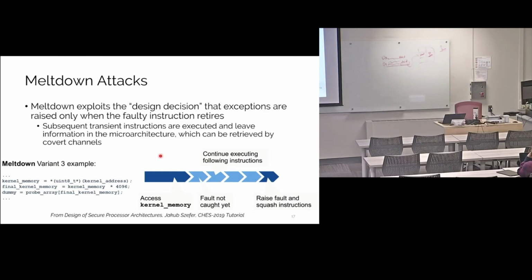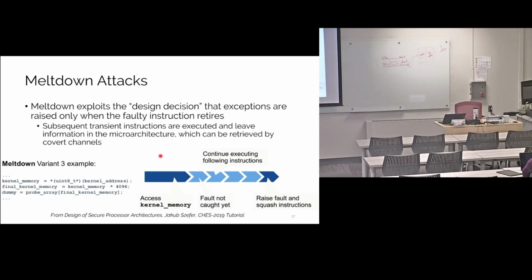I am not supposed to be able to access this address because it's mapped by the kernel. As a user space program, I can't access this. It should give me a fault or an exception, which it does. But I will raise this fault much later, right? When this instruction actually retires.